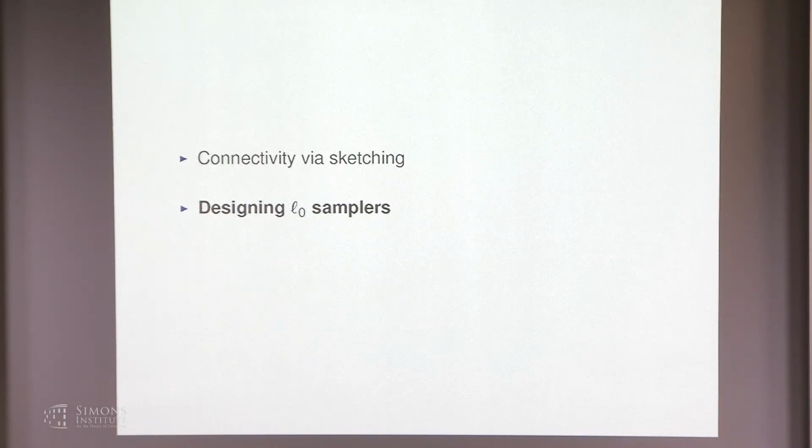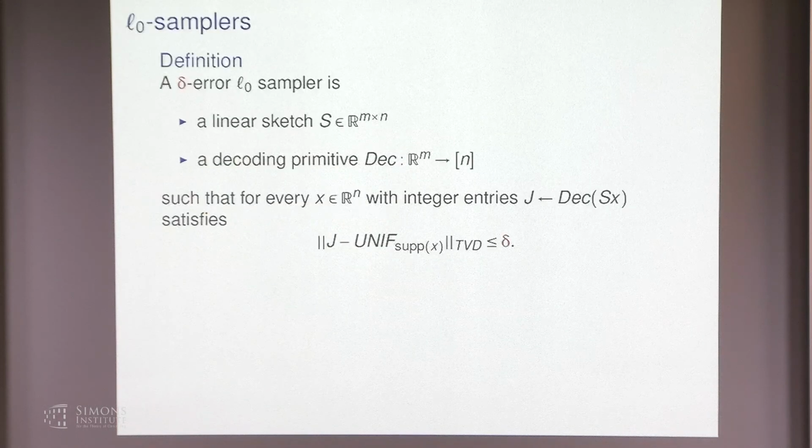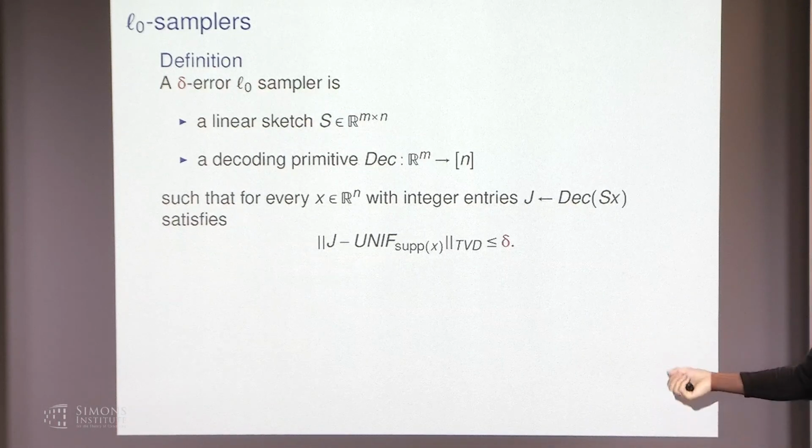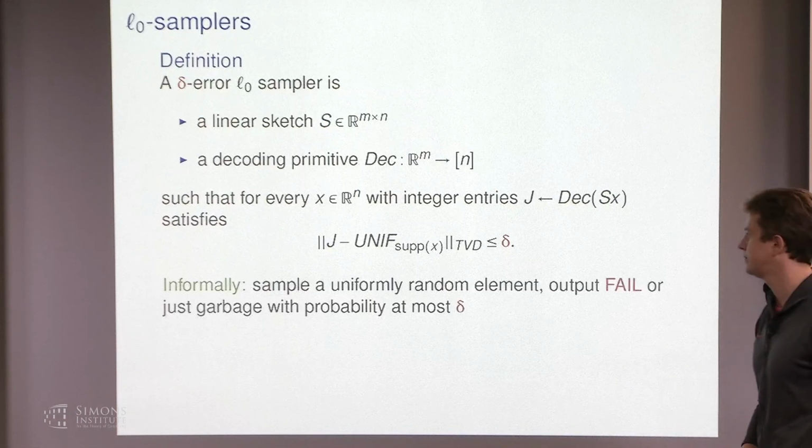Okay, let me just say a few words about how one would design L0 samplers. In particular, this is in fact a fairly simple construction that follows the techniques that we used in distinct element sketches. A delta-error L0 sampler is a randomized linear sketch with a decoding primitive that, with probability 1 minus delta, spits out a uniformly random element of the support and otherwise fails.